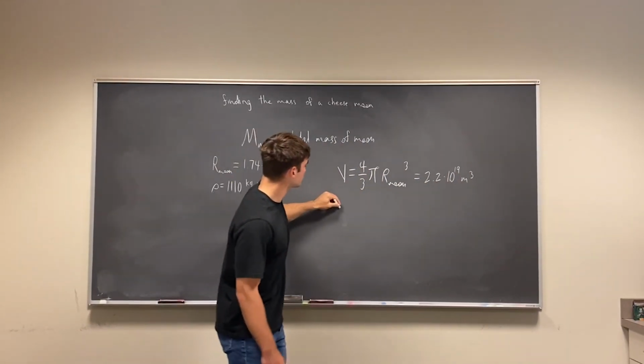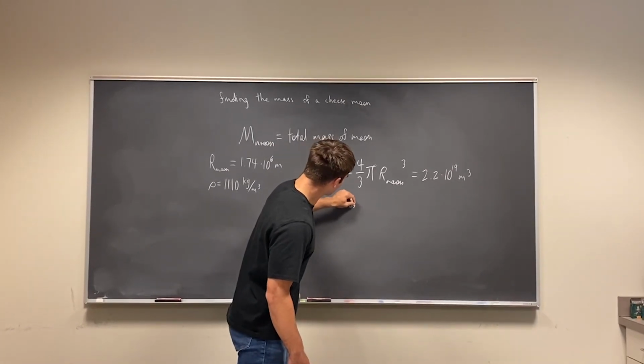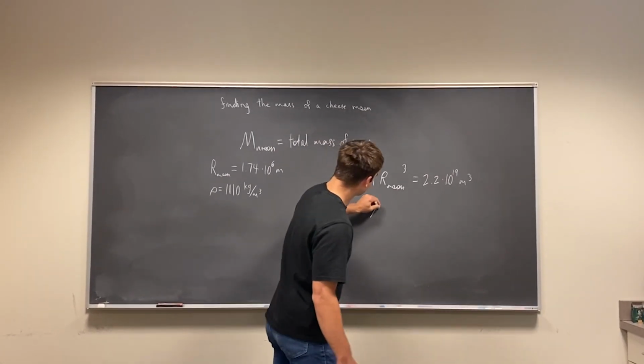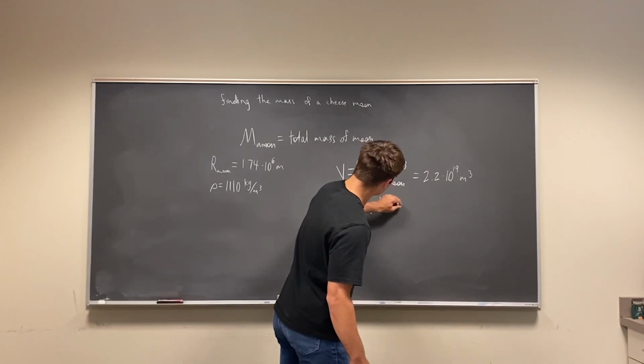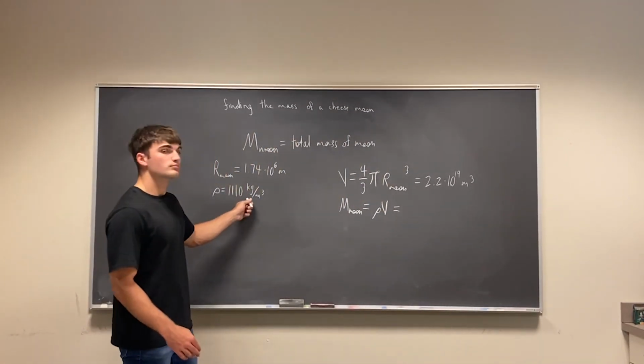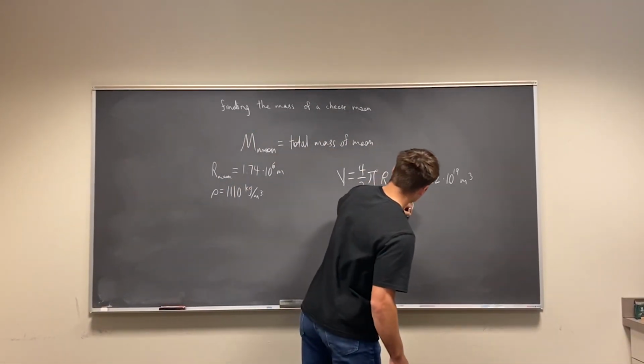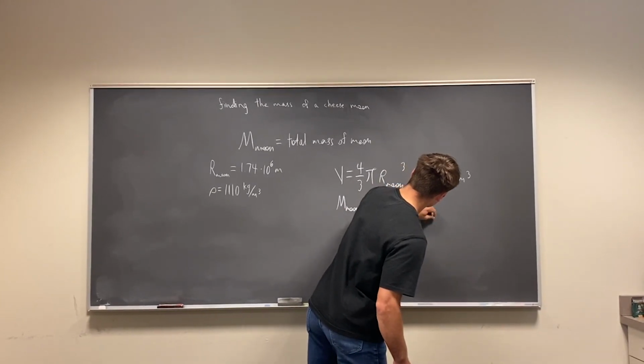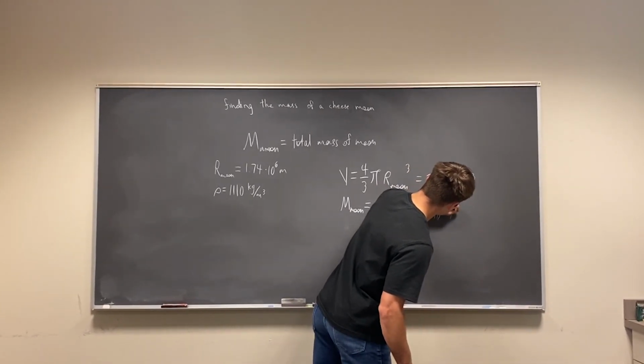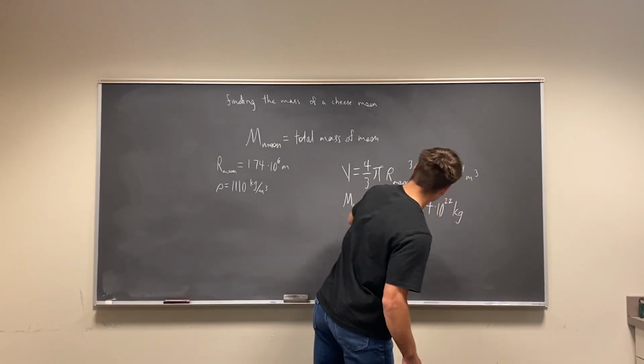Now that we know the volume, we can solve for the total mass by multiplying mass density by volume. And so the total mass of our moon comes out to roughly 2.4 times 10 to the 22nd kilograms, which is roughly 0.4% the mass of the Earth.